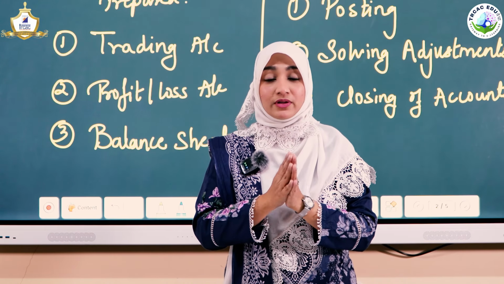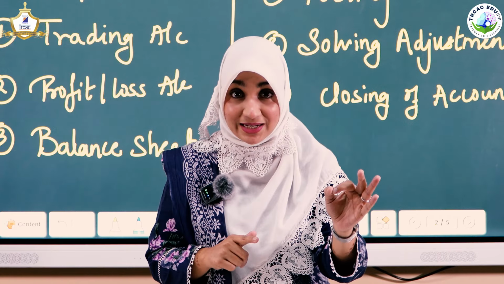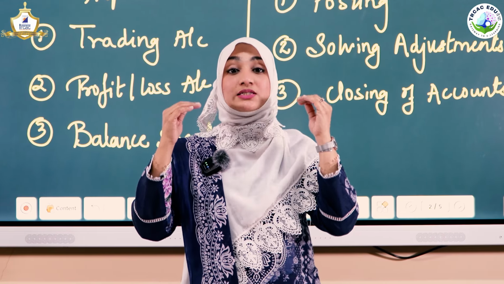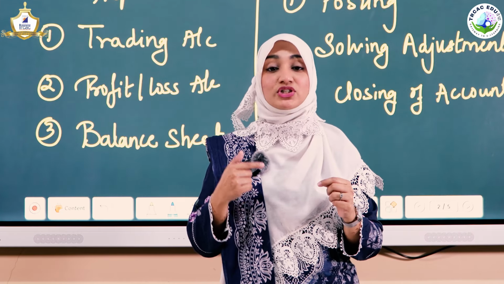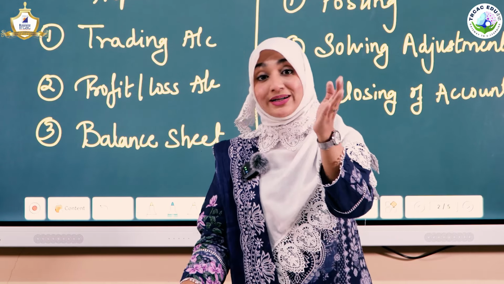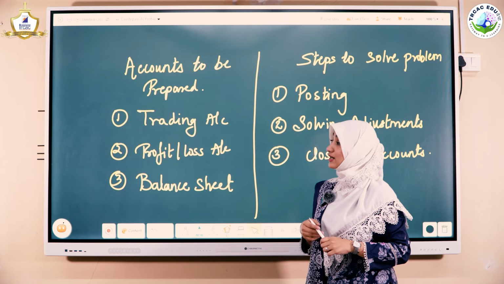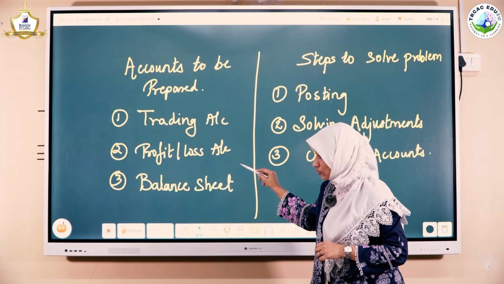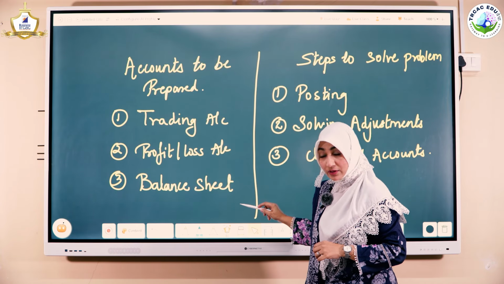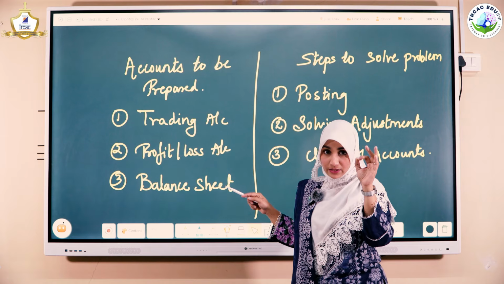If you remember, there is one tabular information given which is known as trial balance, correct? And there are some adjustments given below the trial balance which is known as adjustment. Now, what exactly you have to prepare? So, accounts to be prepared for final account is trading account, profit and loss account, and balance sheet. We are going to study all of this in complete detail.